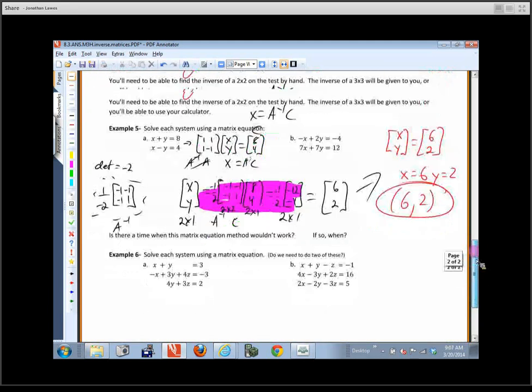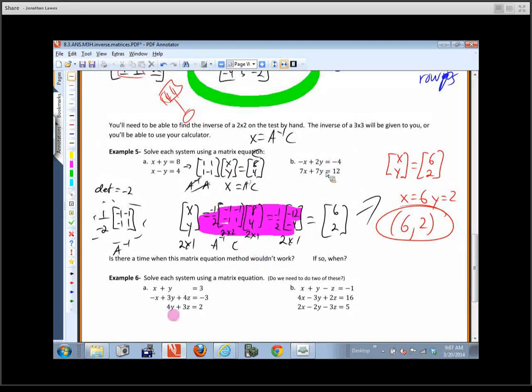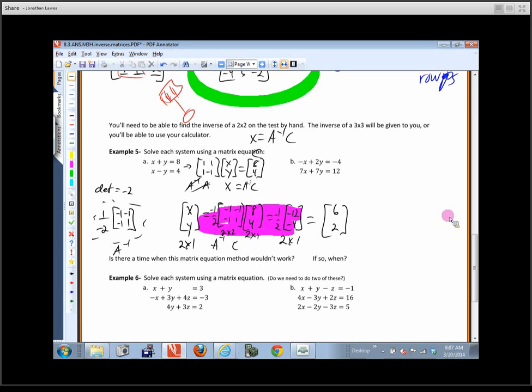I'd like to take a look at this problem right here and do one of these. I mean, do we really need to do 2 of those? Don't really need to do 2 of those. So I'm going to get rid of this. On this problem right here, what is matrix A? What's the coefficient matrix? Negative 1, 2, 7, 7, right? What's the matrix C? What's the answer matrix? Negative 4 and 12, correct?